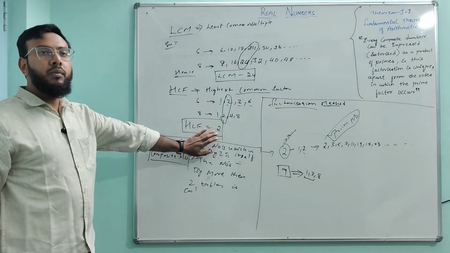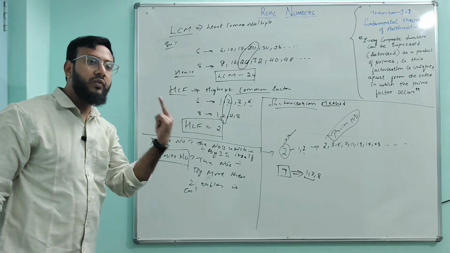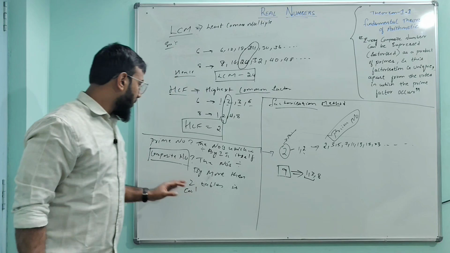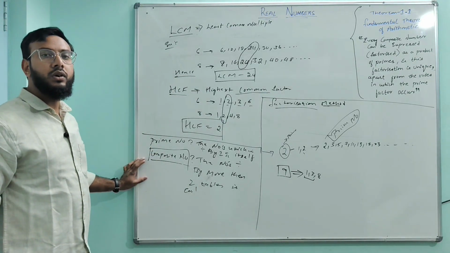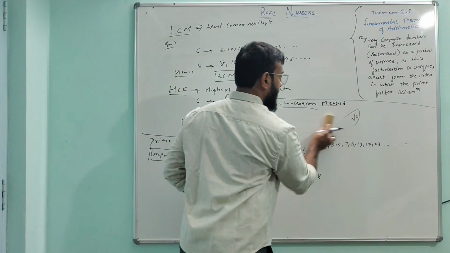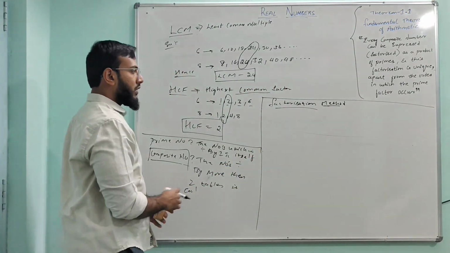The number which is divisible by more than 2 tables, the number which has more than 2 factors, is called a composite number. Example 9. Hope this is clear. What is a composite number? Now, with the help of this, we'll try to understand the prime factorization method.